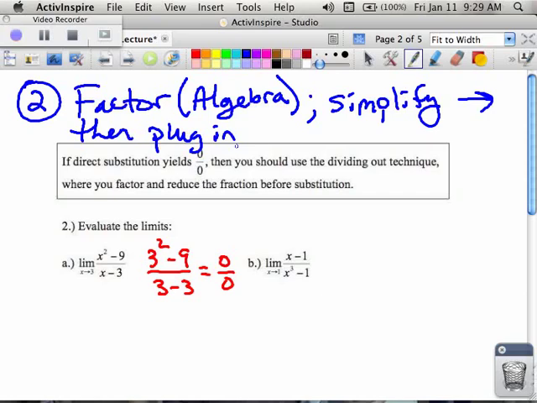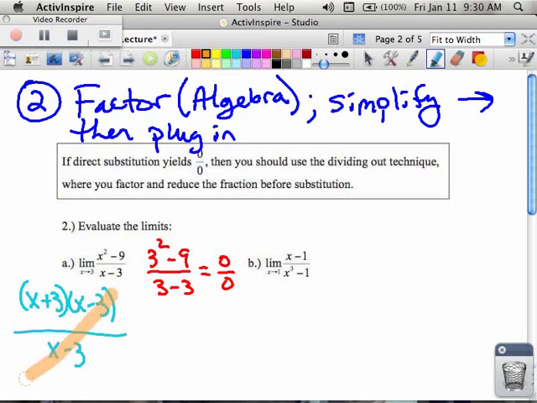That means in letter A, if I was doing that, then on the top I see x squared minus 9, which is now x plus 3, x minus 3, because that's the difference of 2 squares. Down below, I see an x minus 3, and I notice that those x minus 3's reduce. So really, this function, x squared minus 9 over x minus 3, is really acting like x plus 3. So now I want to plug in 3, and I get 3 plus 3, or in other words, 6 for an answer. So I do some algebra, and then I plug in.